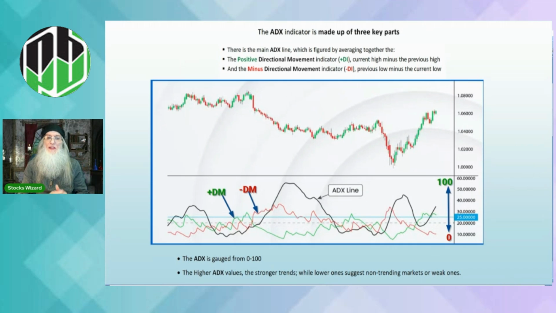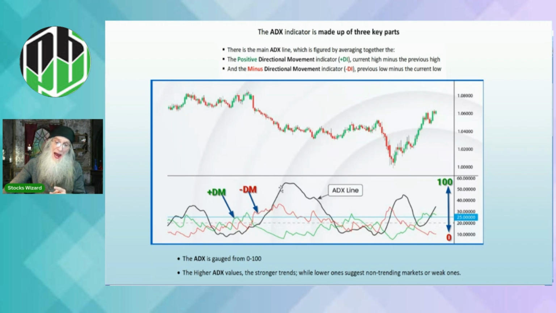So let's take a look at what the ADX indicator is. The ADX itself, not the simplified version, the ADX itself is made up of three lines. The ADX line itself, which is the simplified version. Some trading platforms, when you add the ADX, all you get is this black line. Yours may be yellow or blue, I don't know. But you only get the ADX line. There are two other lines that are actually with the ADX. That is the positive directional movement indicator, obviously the green one, and the minus directional movement indicator, the red one.